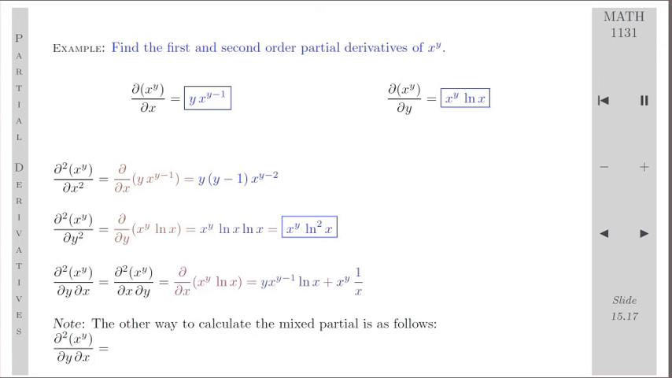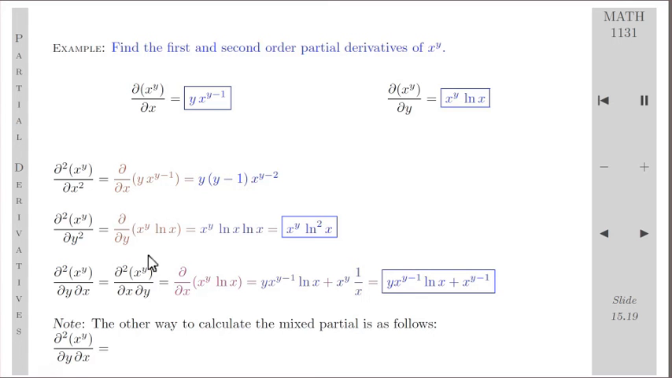We can simplify this a little bit. We will need to simplify to match the answer with the other order of differentiation. X power y times 1 over x is x to the power y minus 1. And so that gives us the final answer after simplification.